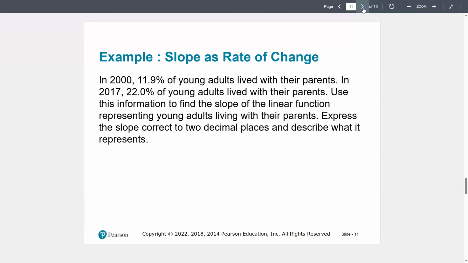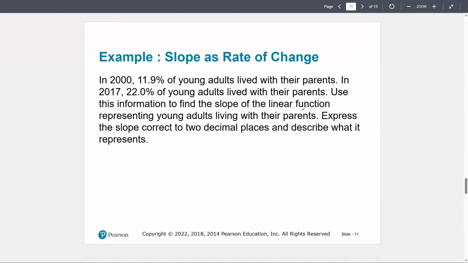So what we mean by that is, in 2000, 11.9% of young adults lived with their parents. In 2017, 22.0% of young adults lived with their parents. Use this information to find the slope of the linear function representing young adults living with their parents. Express the slope correct to 2 decimal places and describe what it represents.